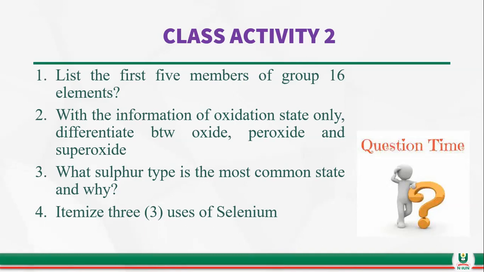What sulfur type is the most stable, or is the most common state, and why? Sulfur 6, solid at room temperature, and thermally stable.